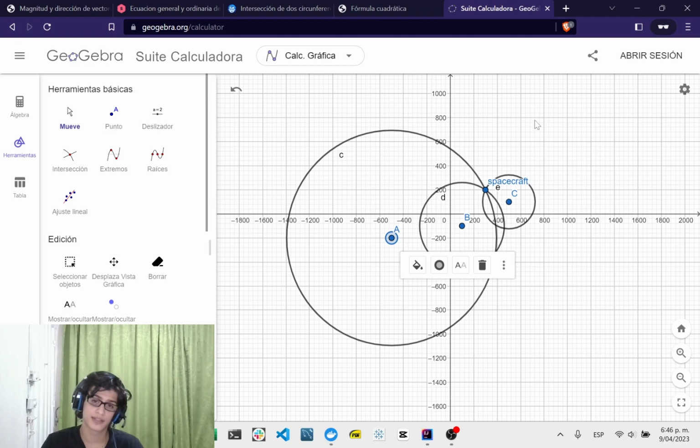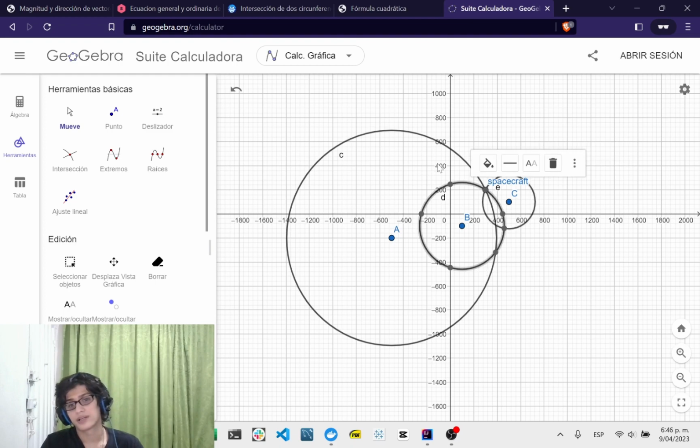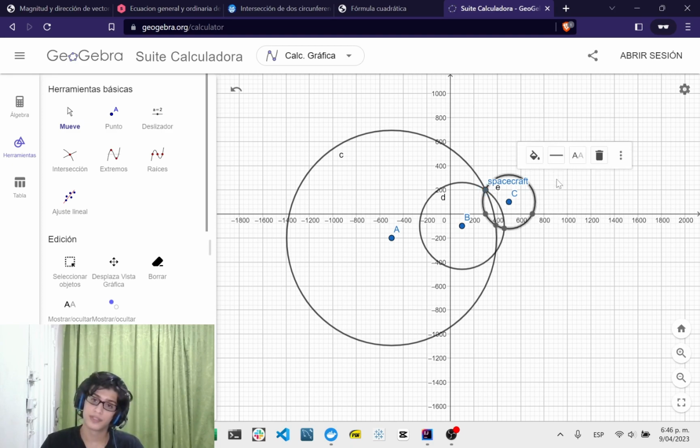For example, a satellite sends a wave, and another satellite does the same, and then another satellite does the same. They are going to find the intersection in common. For example, this satellite has two intersections with this circumference and with this circumference, but there's only one intersection that is in all the circumferences. So we are going to use analytical geometry to do this.